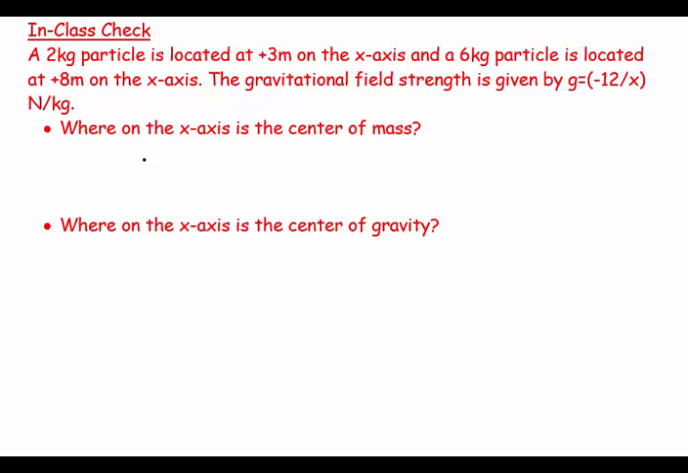Welcome. So this question says a 2 kilogram particle is located at +3 meters on the x-axis and a 6 kilogram particle is located at +8 meters on the x-axis. The gravitational field strength is given by minus 12 over x newtons per kilogram. Where on the x-axis is the center of mass, and where on the x-axis is the center of gravity?